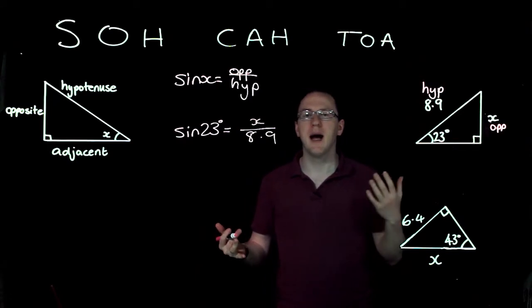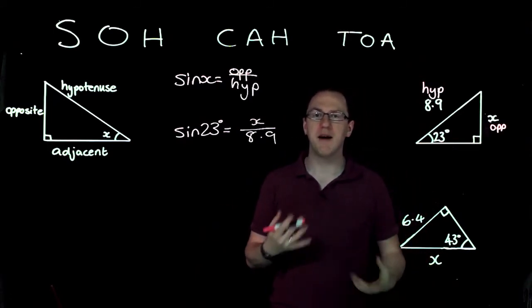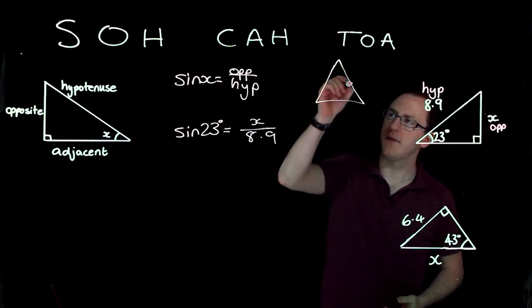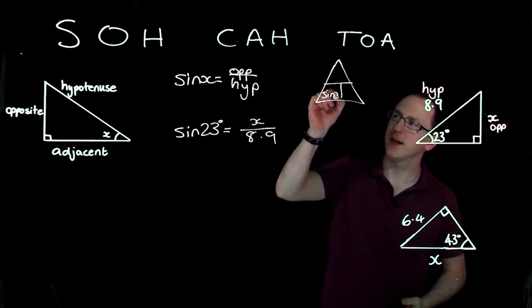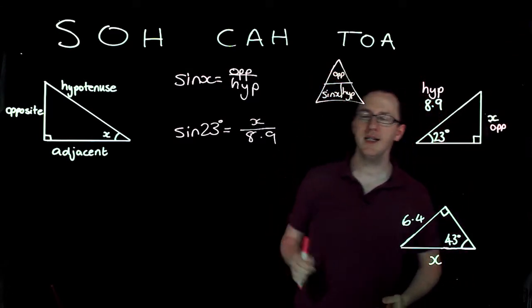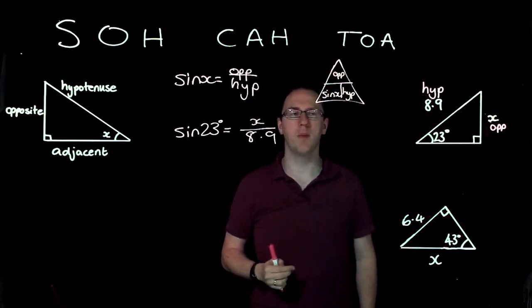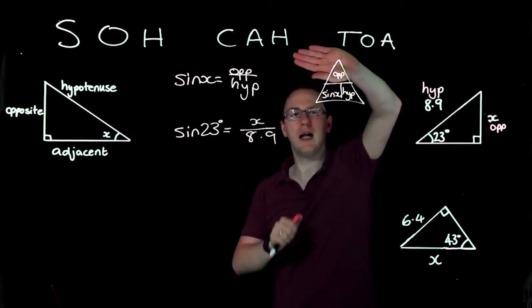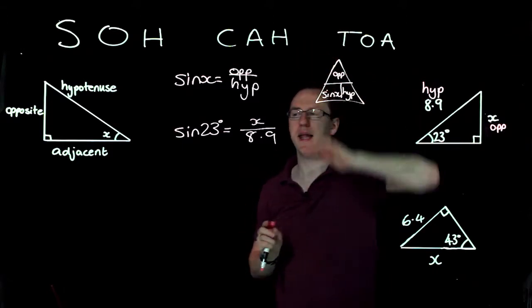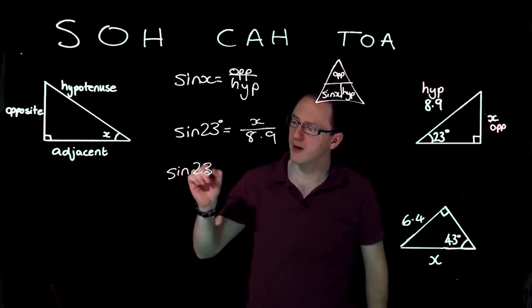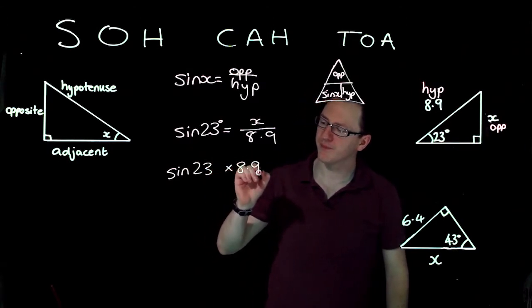Now we need to solve this equation for x. And one way we can remind ourselves how to do that is to have a formula triangle to help us work out what we're doing. So we can have sine x equals the opposite divided by the hypotenuse. In this case, we're trying to find the opposite. So we cover that up, and that tells us we need to multiply the sine of x by the hypotenuse.